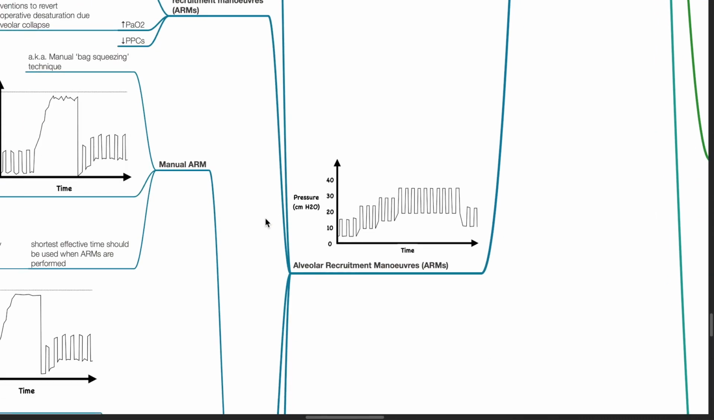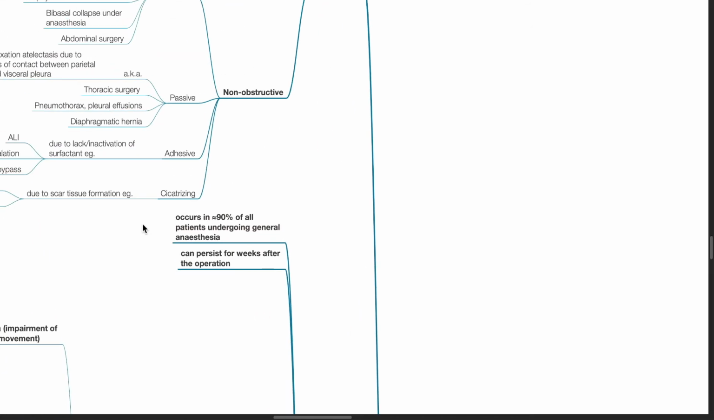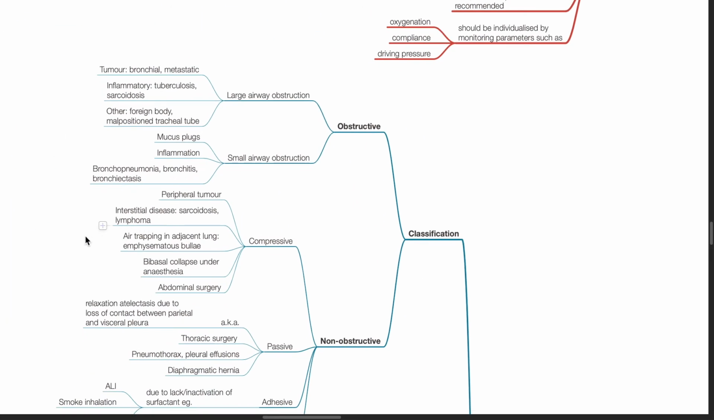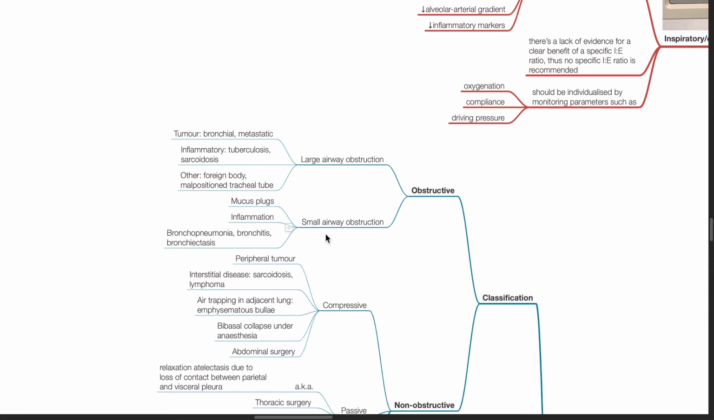Alveolar recruitment maneuvers, ARMs. ARMs are commonly used to treat intraoperative atelectasis. Regarding atelectasis, causes can be classified as obstructive and non-obstructive. Examples of causes of large airway obstruction include tumors such as bronchial or metastatic, inflammatory causes such as TB or sarcoidosis, or other causes such as foreign body or malpositioned tracheal tube. Causes of small airway obstruction include mucus plugs, inflammation, bronchopneumonia, bronchitis, and bronchiectasis.